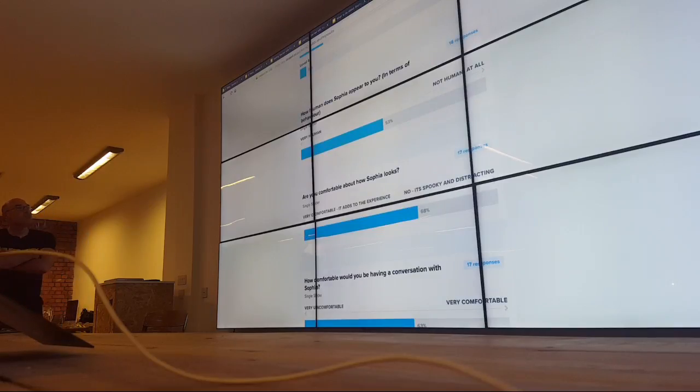In terms of whether we think she's human or not very human at all, we're kind of in the middle. She's a bit human, but not quite. That probably feels about right. 64% think she looks a little bit spooky. I'd agree with that. I wouldn't class some of those facial expressions as natural, and the whole persona is a little bit weird.